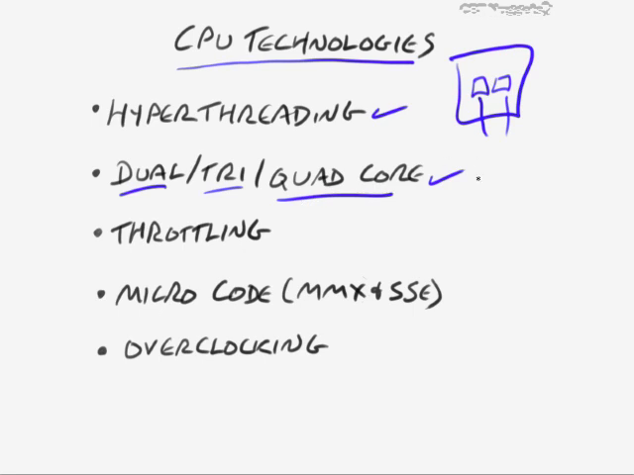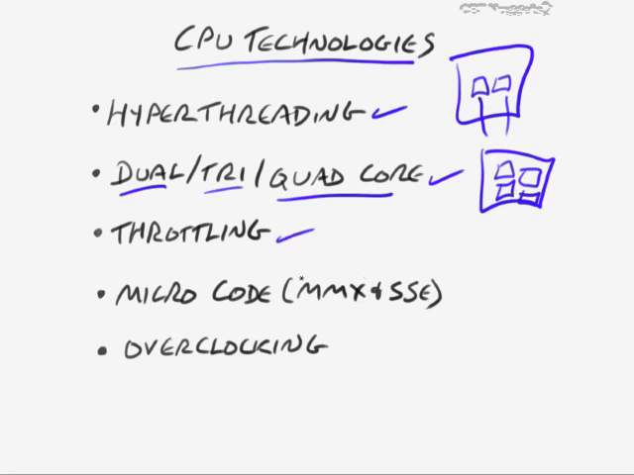And then there's also literal dual core, tri-core, or quad core. And this is where, again, we can have a single processor, and you can have four independent and yet fully capable processors in that same physical form factor that we used to have only a single processor in. And then there's another one here, also known as throttling.